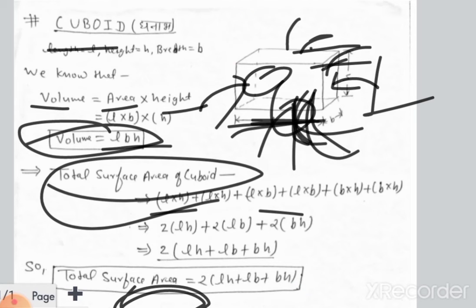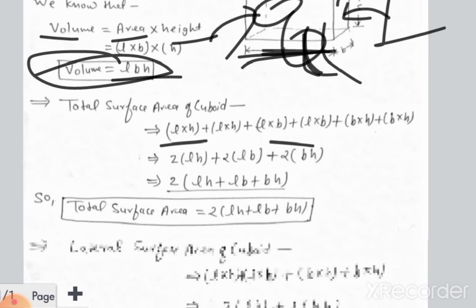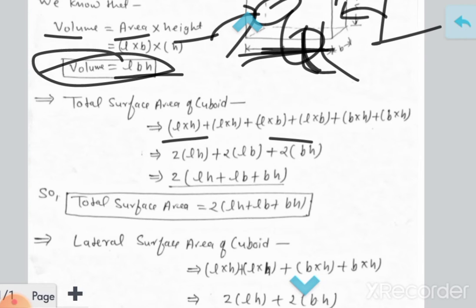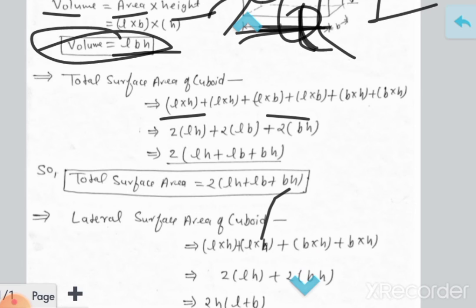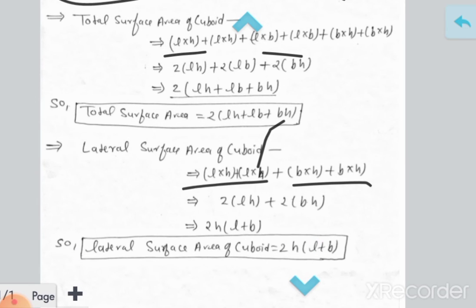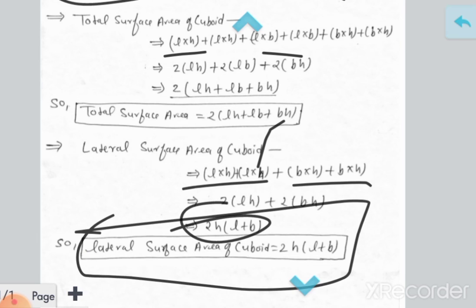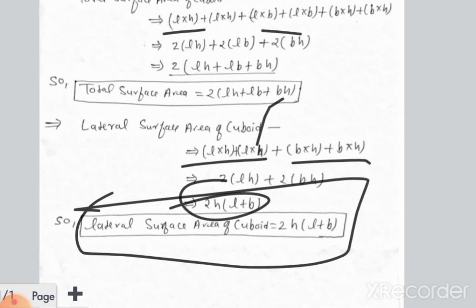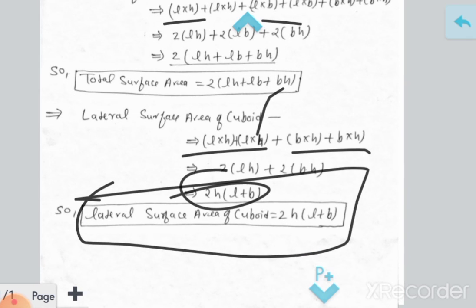The lateral surface area is the front face, back face, right face, and left face. L into H is the front face, L into H is the back face, B into H is the right face, and B into H is the left face. Then 2LH plus 2BH. 2 is common and H is common. So 2H into (L plus B), that is, 2 into height into (length plus breadth). This is the lateral surface area of the cuboid.